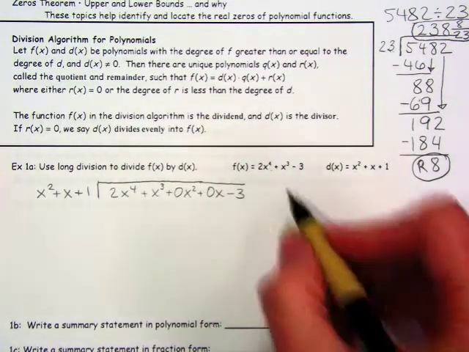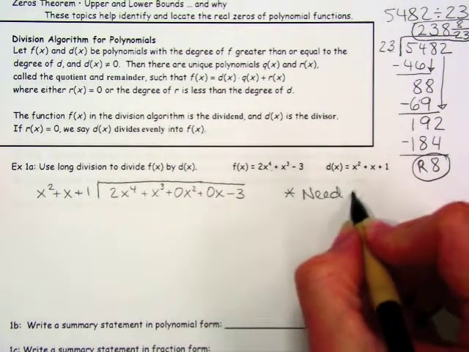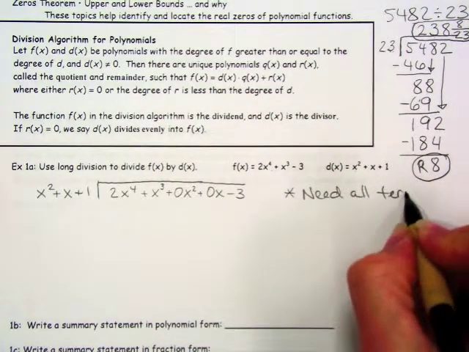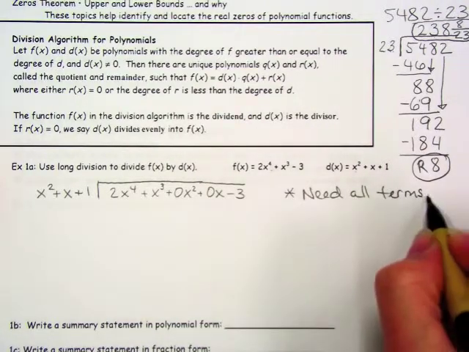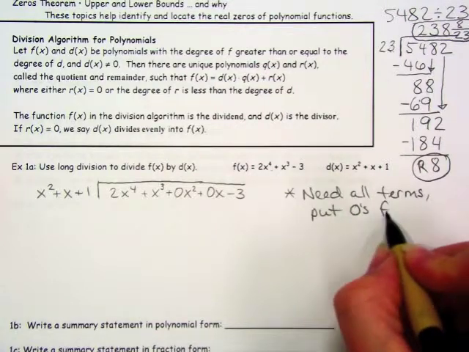Okay, let's make a note so we don't forget to do that. We need all terms, which means we need to put zeros for any missing terms.